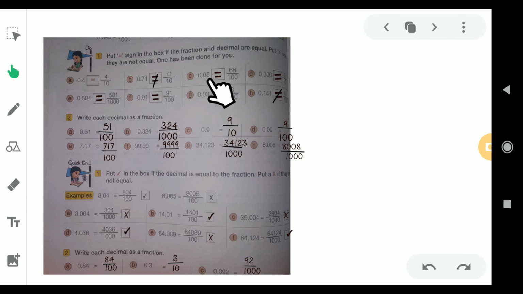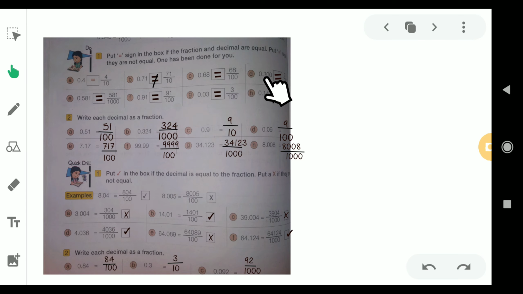It is 0.68 and its fraction form is 68 divided by 100. Just look at the decimal places here. How many decimal places are there in this decimal number? 1, 2. So there are 2 decimal places, and there are 2 zeros in the denominator. So this is the accurate form of this. That is why both are equal, so you must use the equal sign in the box.